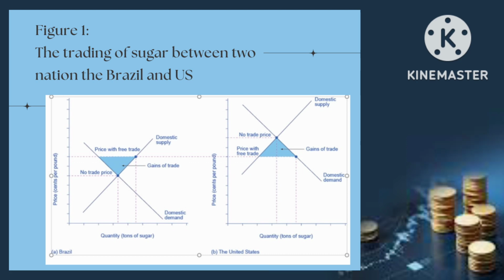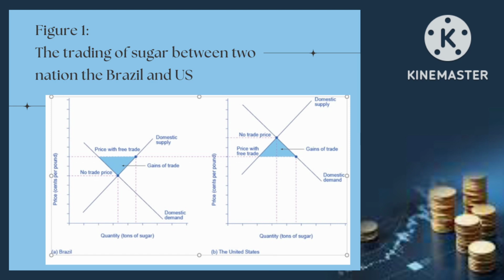It is important to study international economics to determine whether the nations are linked through trade in goods or services. Also, it deals with economic interaction that occurs between independent nations, including this illustration above. The trading of sugar between two nations, Brazil and the US.